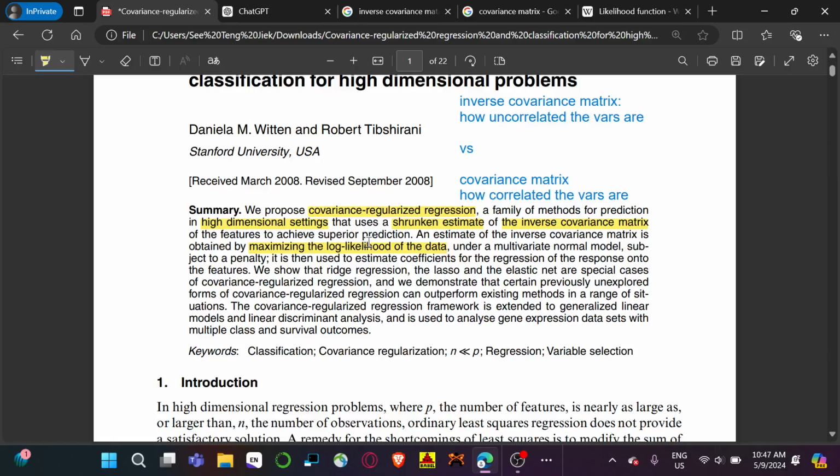So by maximizing the likelihood function under a multivariate normal model. Okay, another term right here, a multivariate normal model. Let's have a look into it.